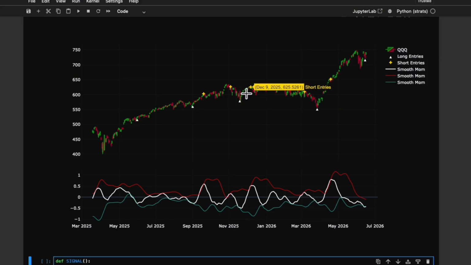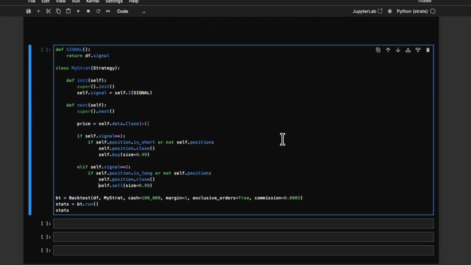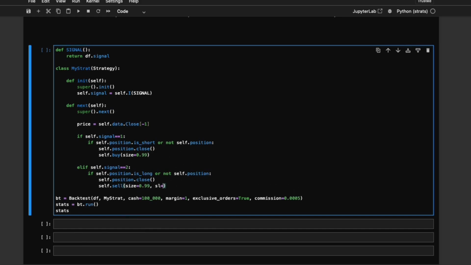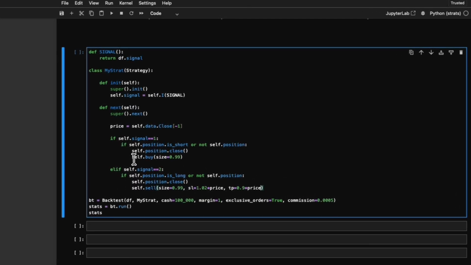But at the same time, you want to capture a good chunk. So, you know, where you're falling a good sort of 10% lower. So actually, on the short side, I'm going to put a stop loss at 1.02 times price. That's 2%. And then I'm going to take profit at, let's do 10% and just see if that works.